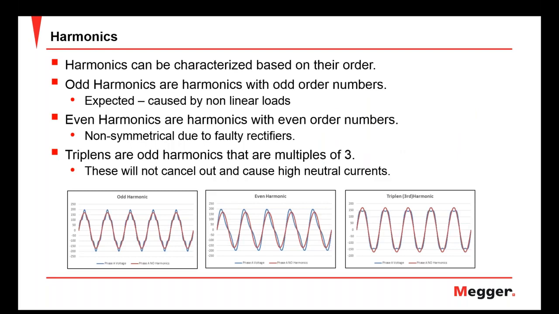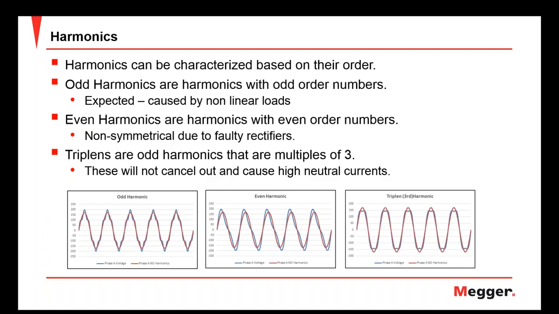So how do we categorize harmonics? Well, there are a couple different methods. One, you can look at odd, even, and triplet harmonics. Odd harmonics are obviously those with odd numbers, 1, 3, 5. And those are normal. These are what we would expect to see on a system. They are symmetrical and, like I said, normal.